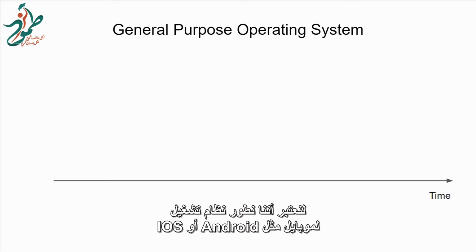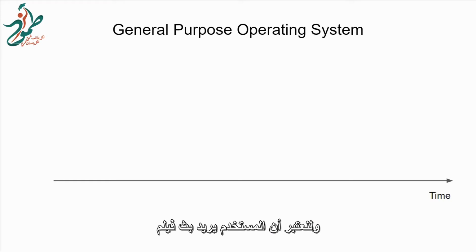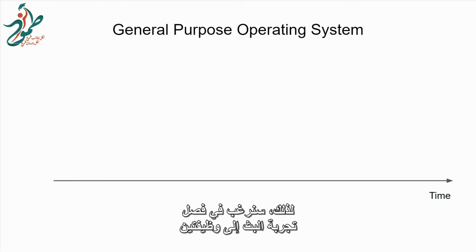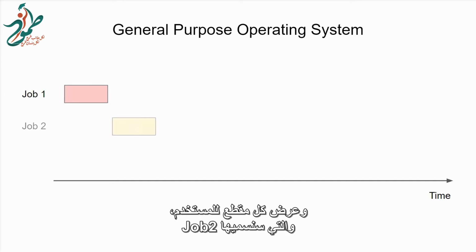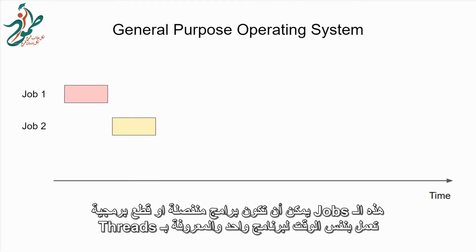Let's say we're developing an operating system for a phone, like Android or iOS, and let's say a user wants to stream a movie. So we might break down that streaming experience into two functions: downloading chunks of the movie from the internet, which we'll call Job 1, and displaying each chunk to the user, which we'll call Job 2. These jobs can be individual programs or concurrently running pieces in one program, known as threads.